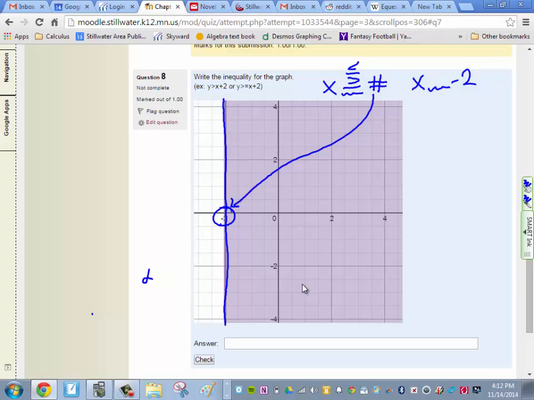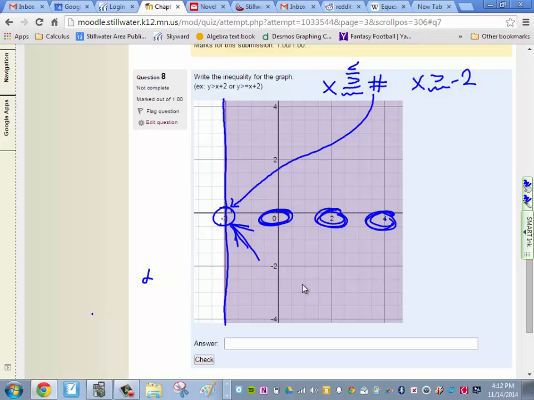So what I like to think about is, compared to this value right here, let's look at all the other values on the x-axis. Are these values greater than this value right here, or less than? Well, 4 is definitely greater than -2. Therefore, our x is greater than -2.